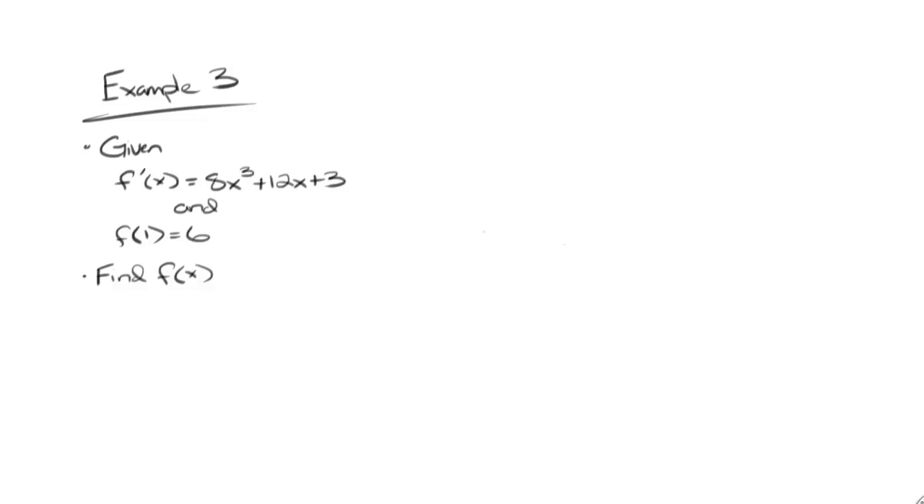All right, for the third example of antiderivatives, we're given the information that f prime of x is 8x cubed plus 12x plus 3. We're also told that f of 1 is 6. We're being asked to find f of x.